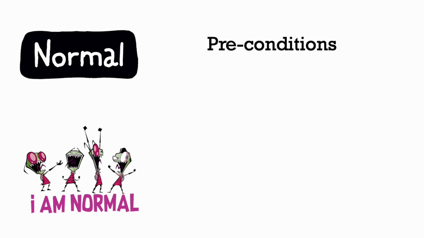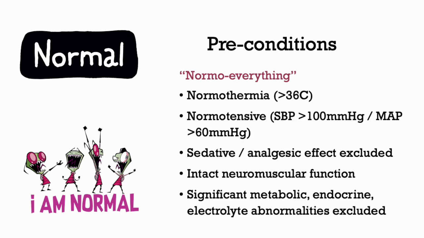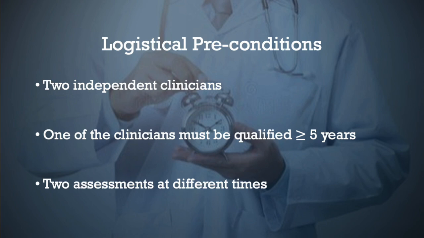Okay, so preconditions for brain death testing: the patient needs to be normal everything. Normothermic, normotensive, no sedatives or analgesics on board. They need to have intact neuromuscular function, and you need to have ruled out any significant metabolic, endocrine, and electrolyte abnormalities before you proceed with this. Next are your logistical preconditions. You need to have two independent physicians, and one of the physicians must be qualified for more than 5 years, and these assessments need to be done at 2 different times.